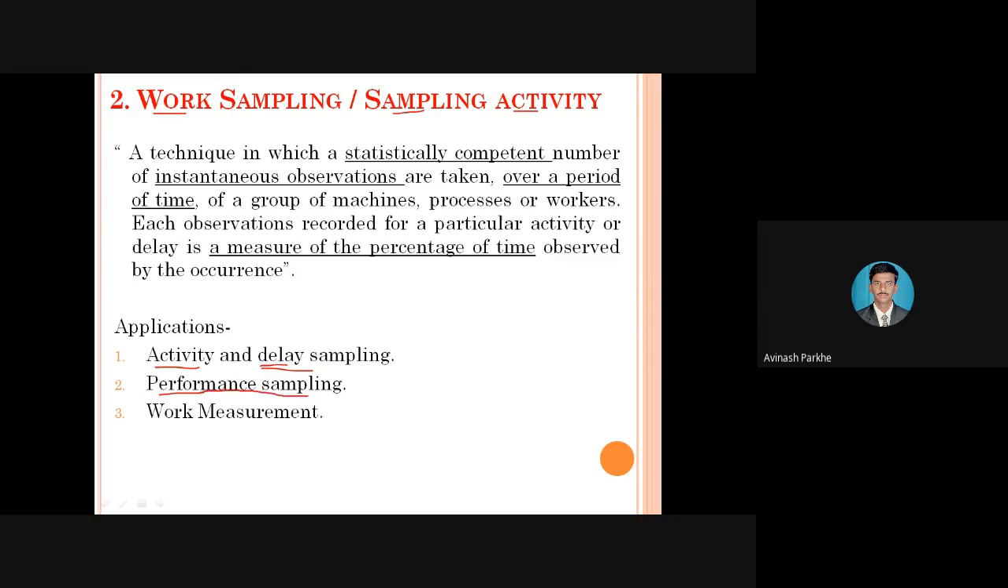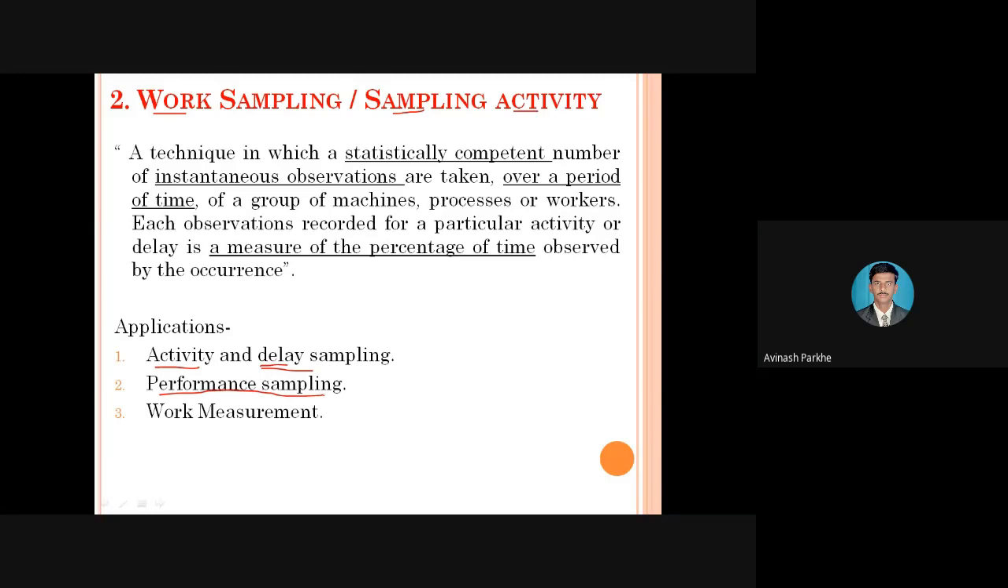Then the second application is performance sampling. Here we are checking the performance of the operator. That means whenever I have to check the performance of the operator or worker or sometimes the supervisor, at that time this work sampling plays a very important role.